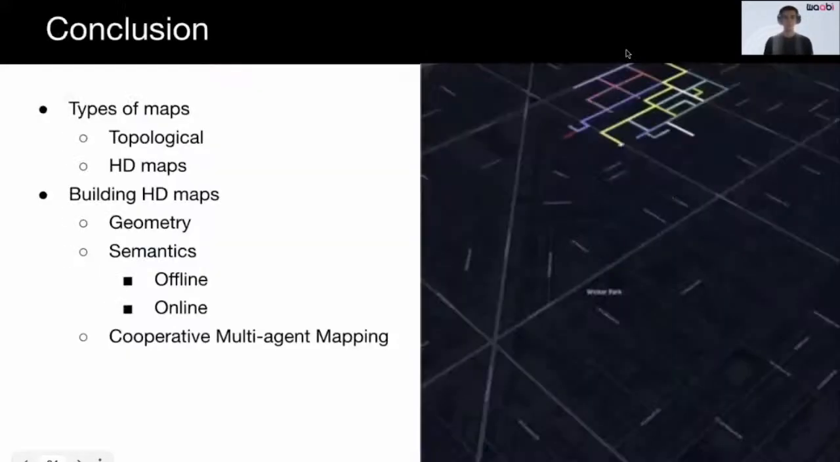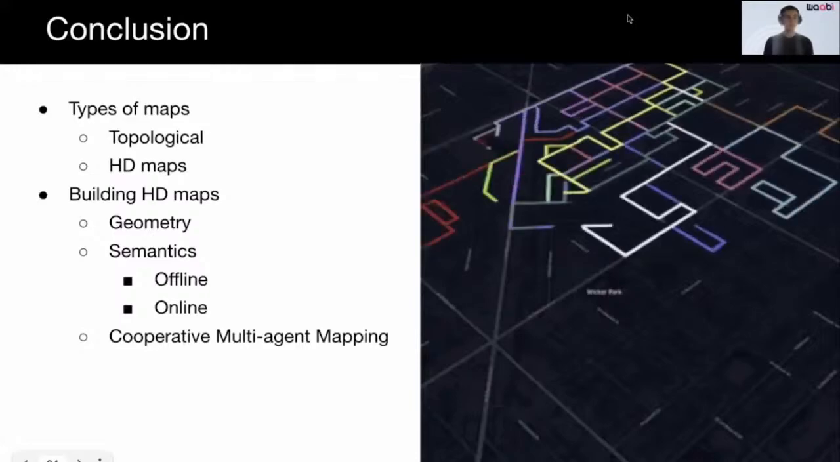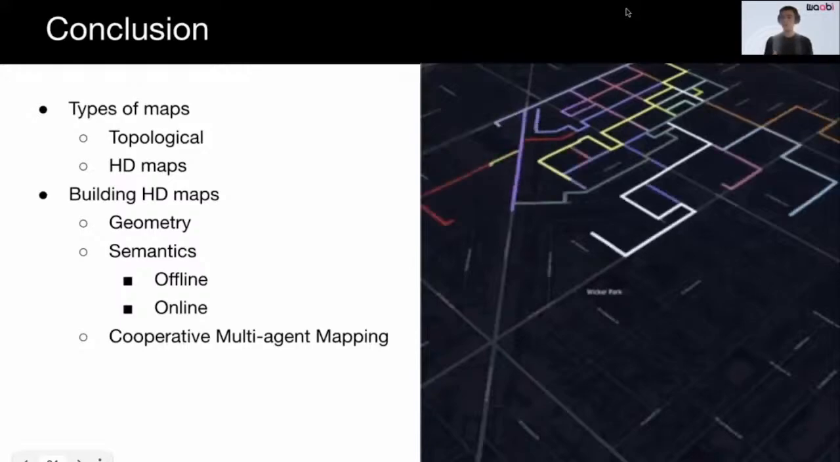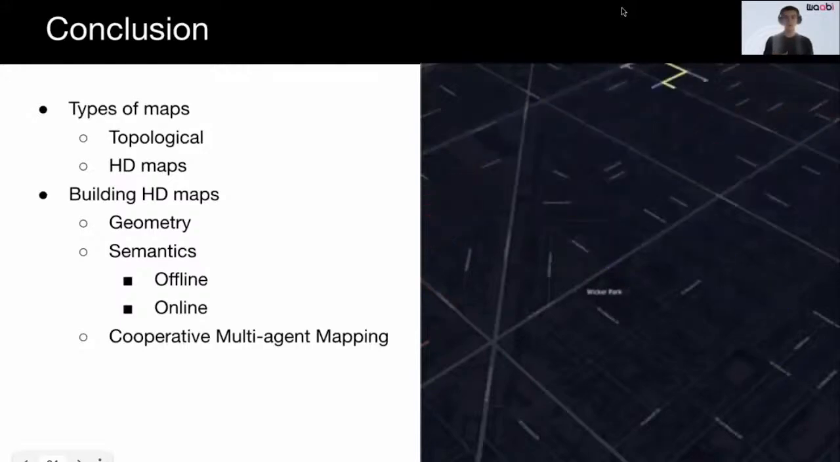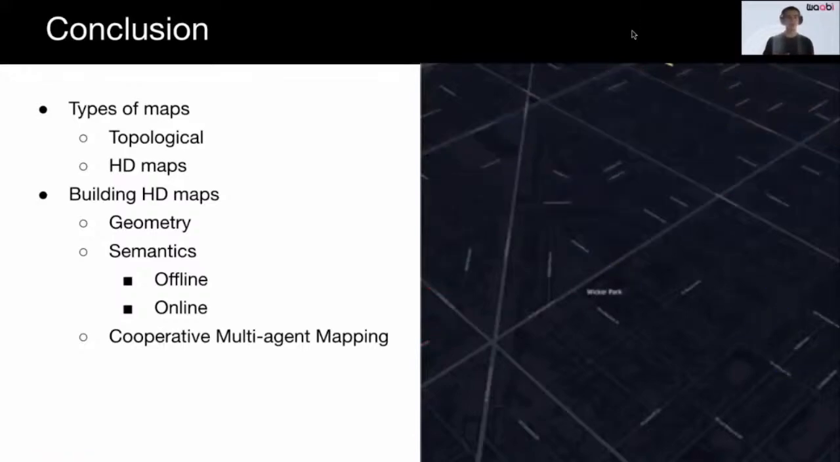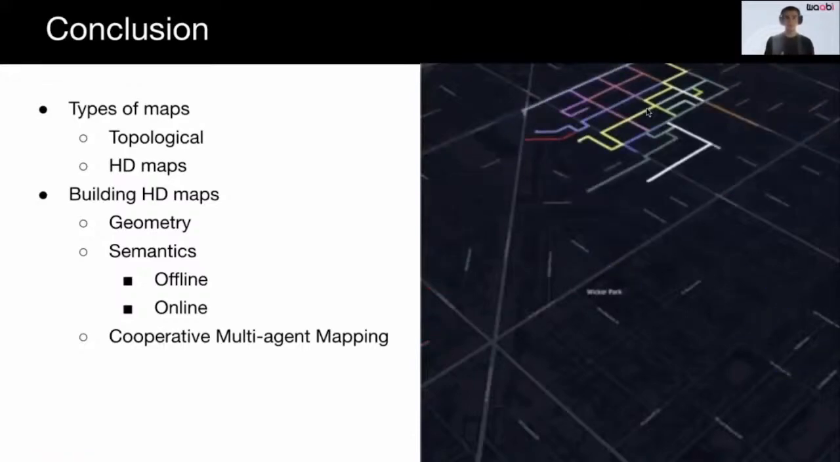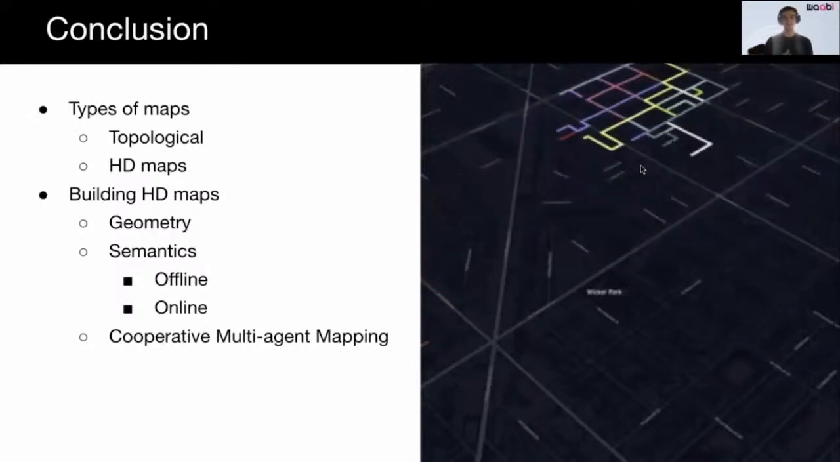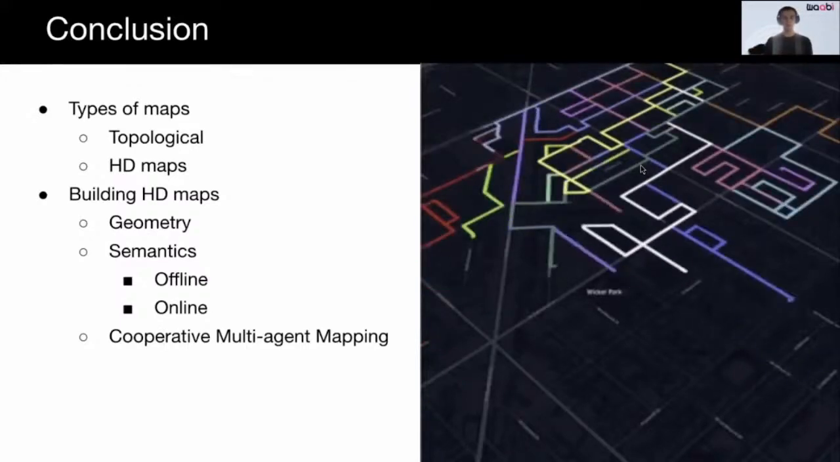To conclude, we have discussed two types of maps that are employed by self-driving: topological maps and HD maps. I then showcased how to build an algorithm where humans can collaborate with machines to reduce the cost of creating HD maps. Finally, I showed an approach to route a fleet of vehicles to map an entire city in a dynamic and coordinated manner. Thank you very much for your attention.